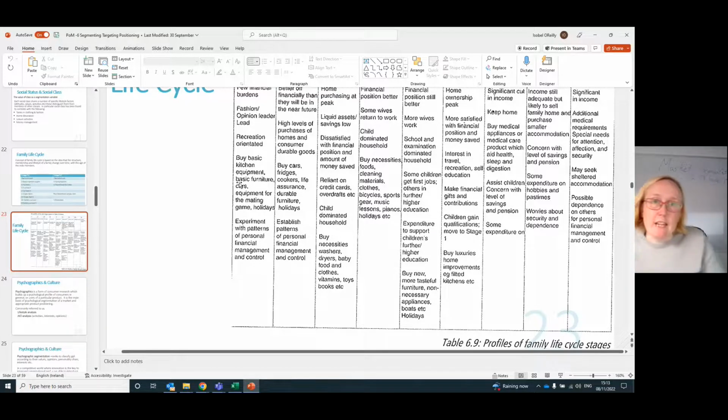When we're at the last stage, hopefully a very long time away, it's all about the medical needs, the survival needs, the needs for security and so on. Just the safety element of living alone might be enough for some people to want to move in with their kids or into a nursing home, and possible dependence on others for personal financial management and control.